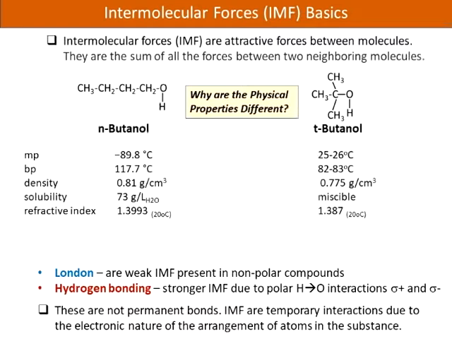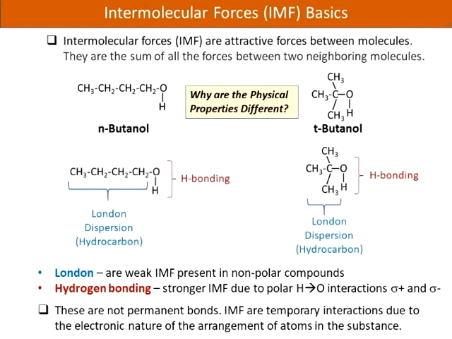In N-butanol and T-butanol, there are primarily 2 IMF forces at work. One is called London. London forces are weak IMF present in non-polar molecules. The other one is hydrogen bonding. Hydrogen bonding are stronger IMF due to polar H to O interactions as partial positive and partial negative. It's important to note that these are not permanent bonds. IMF forces are temporary interactions due to the electronic nature of the arrangement of atoms in the substance.